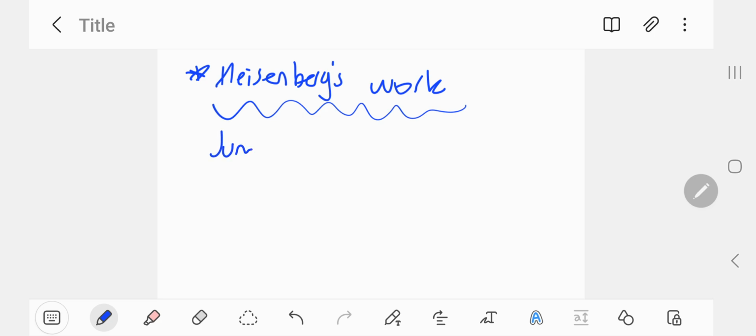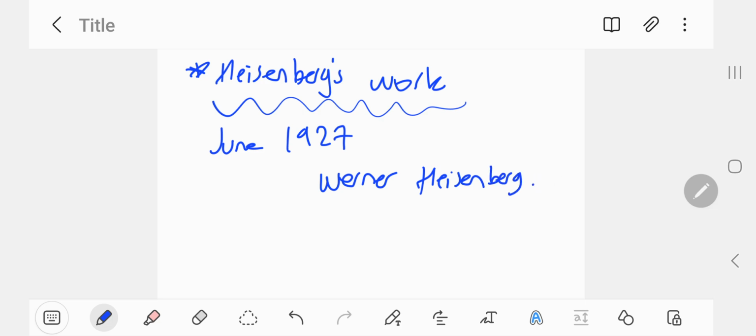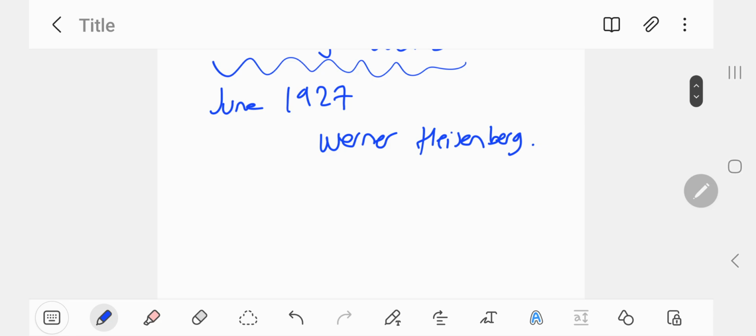June 1927, to continue our story, Niels Bohr met a PhD student in theoretical physics in Germany named Werner Heisenberg, at the University of Munich.